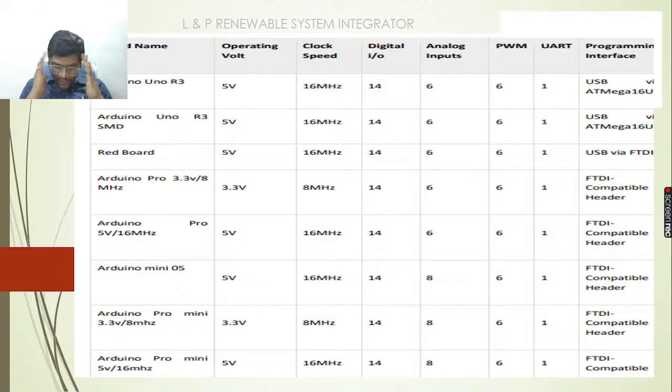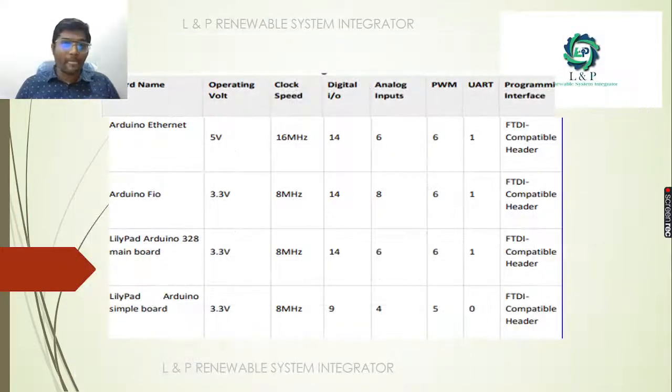The important thing to get into your mind is what its operating voltage is. You should know the clock speed you are planning, how many digital inputs and analog inputs you are going to connect with the devices, whether you are going for pulse width modulation, and what the programming interface is, either USB or FTDI, because based on the clock speed and the operating voltage, there are so many varieties available in the market.